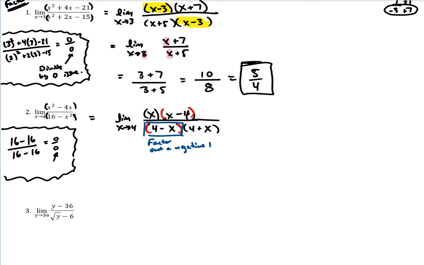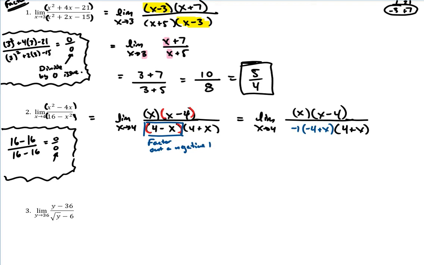A negative 1. And so what that does for us, let's put it over here. So I've got the limit as x goes to 4. The top I'm not going to mess with, I'm keeping it the same. Now what I boxed in blue, I want to factor a negative 1 out of it. So I'd have negative 1, and then all that does is change the signs. So this positive 4 is now negative 4, this negative x is now positive x, and then I still have 4 plus x in my other parenthesis there.